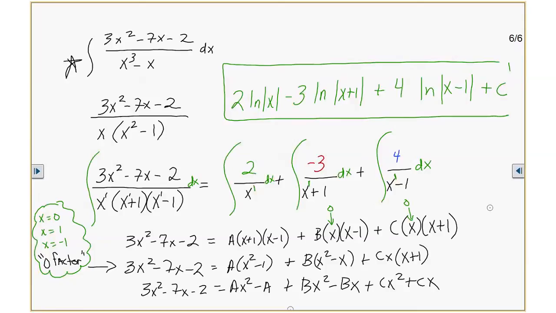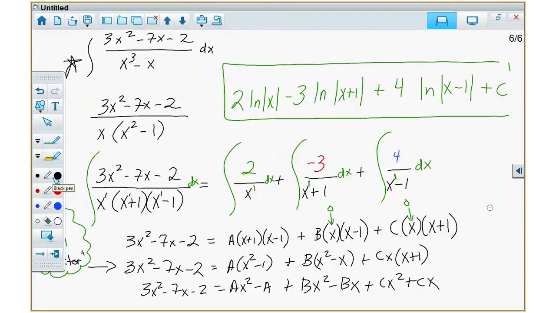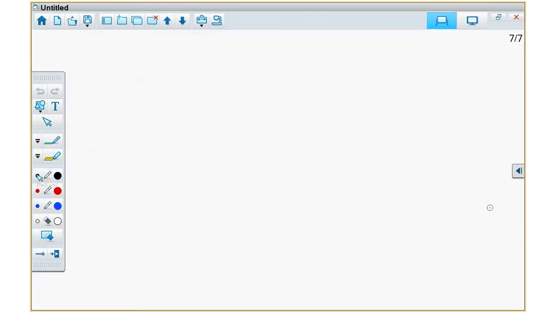Okay, so let's do another. I wanted to do a quadratic. There we go. Do something simple. Somebody tell me what time it is. Okay, I got 8 minutes.